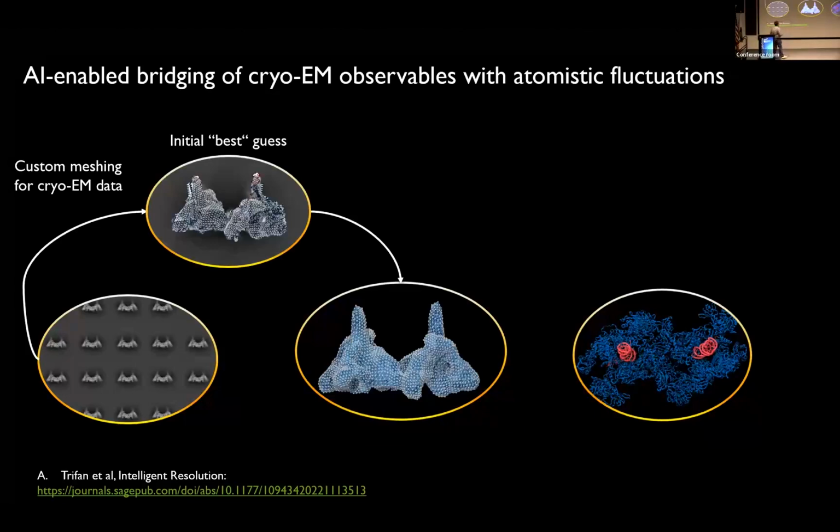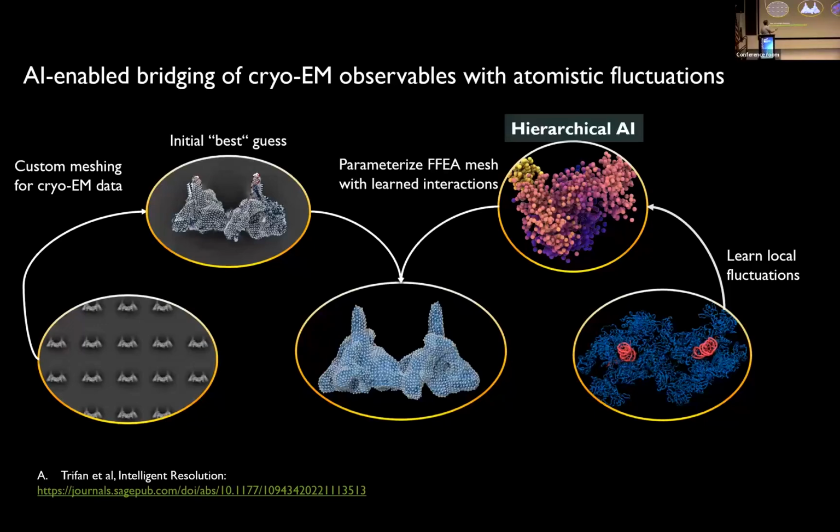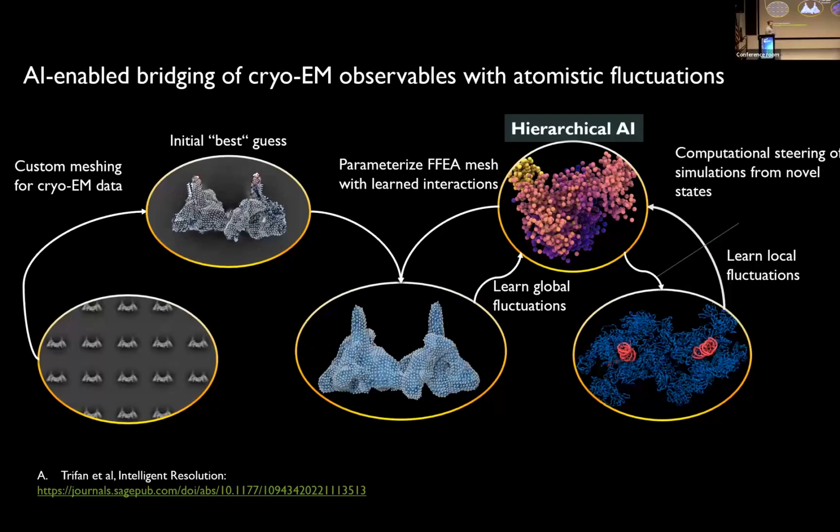In this case, we happen to use the experimental data as the starting point. We do custom meshing, which is the initial best guess. We run FFEA simulations, and the FFEA simulations are then passed on to this hierarchical AI, where the local fluctuations that are learned from the MD simulations are used to parameterize the meshes for continuum simulations. So we use all atom simulations that parameterize the meshes, and then using the meshes, we can learn these global fluctuations and feed them back in terms of understanding whether we can refine the meshes even further.